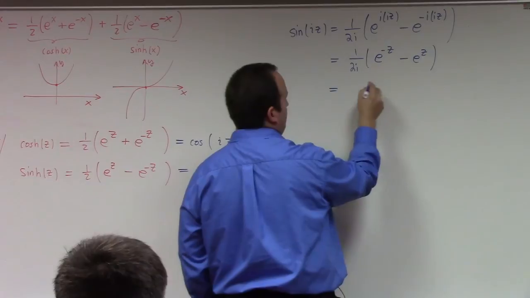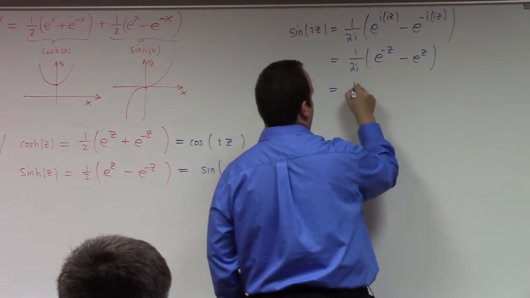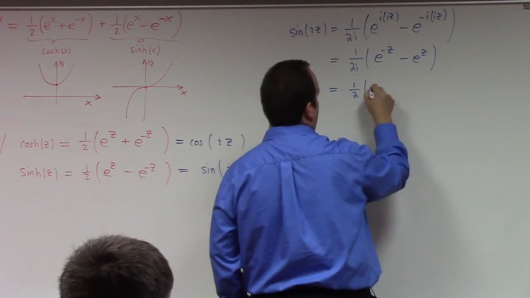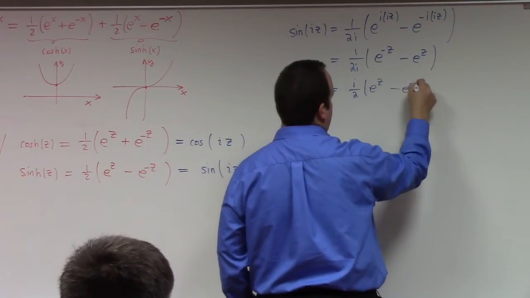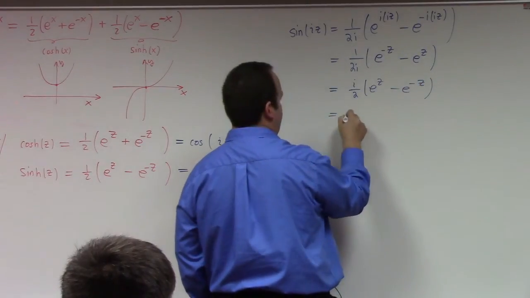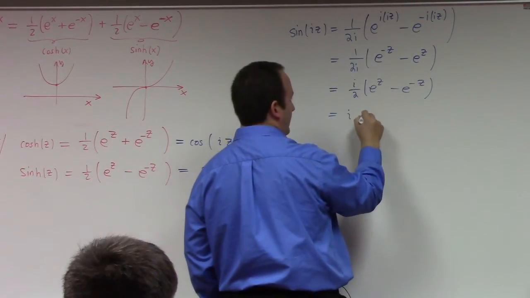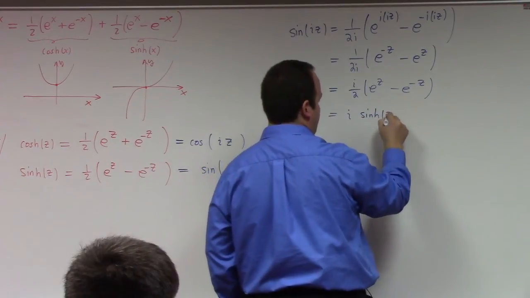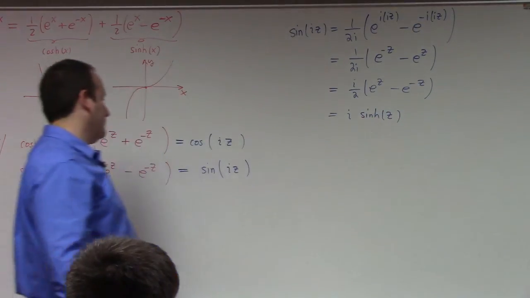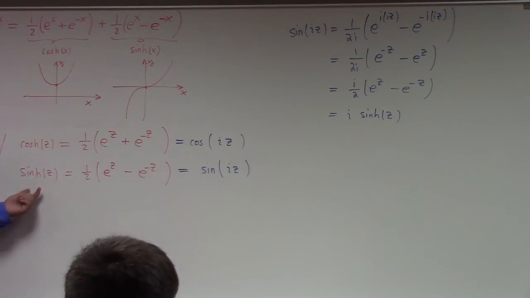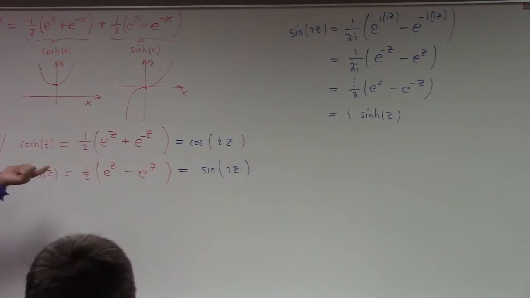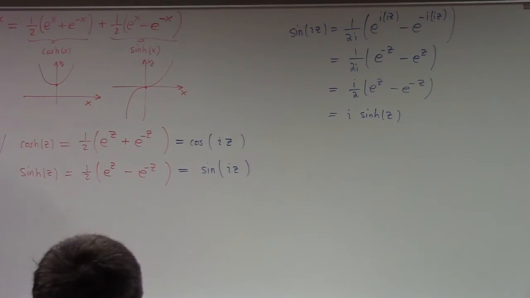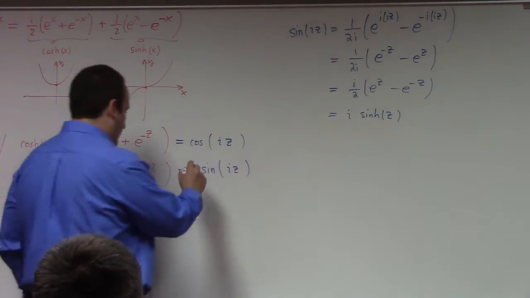But you see what that is? That's i over 2 times e to the z minus e to the minus z, which is actually i times what? That's i times the sinh of z. So if I want to say sinh of z is equal to sine of iz, I've got to put the i on the other side, right? So it's actually minus i.